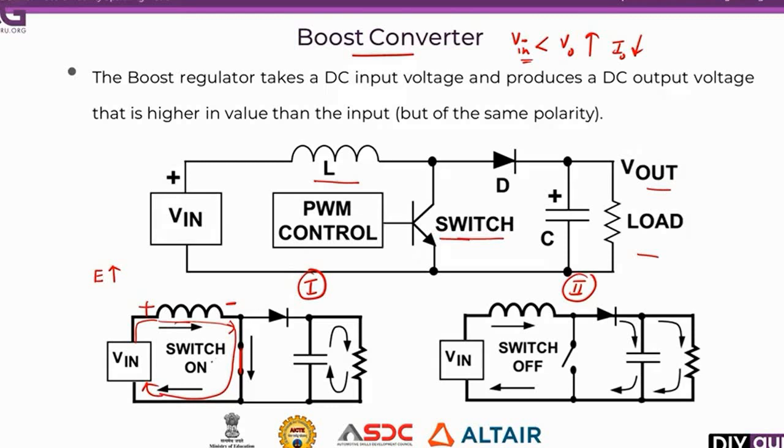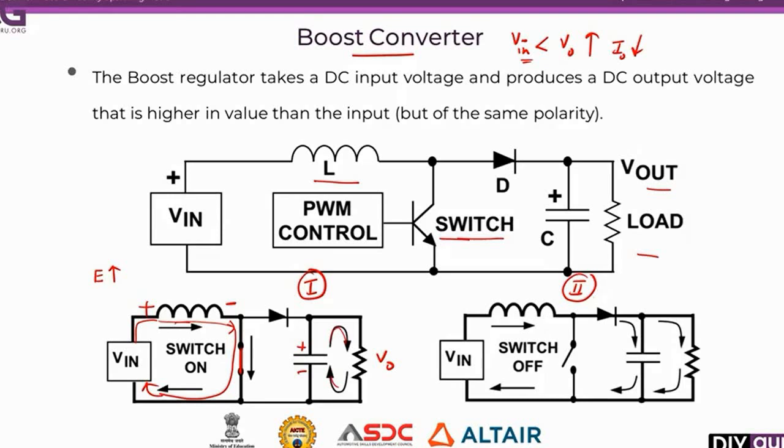This is mode 1. Also, initially if we have any charge in the capacitor, it will discharge across the load in mode 1. So the voltage across the capacitor will be the voltage across the load, V0.